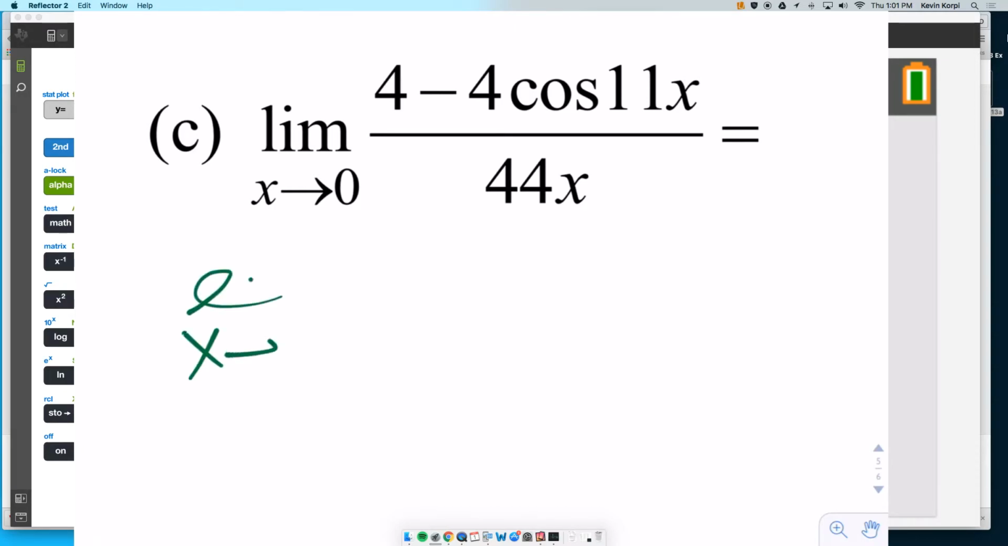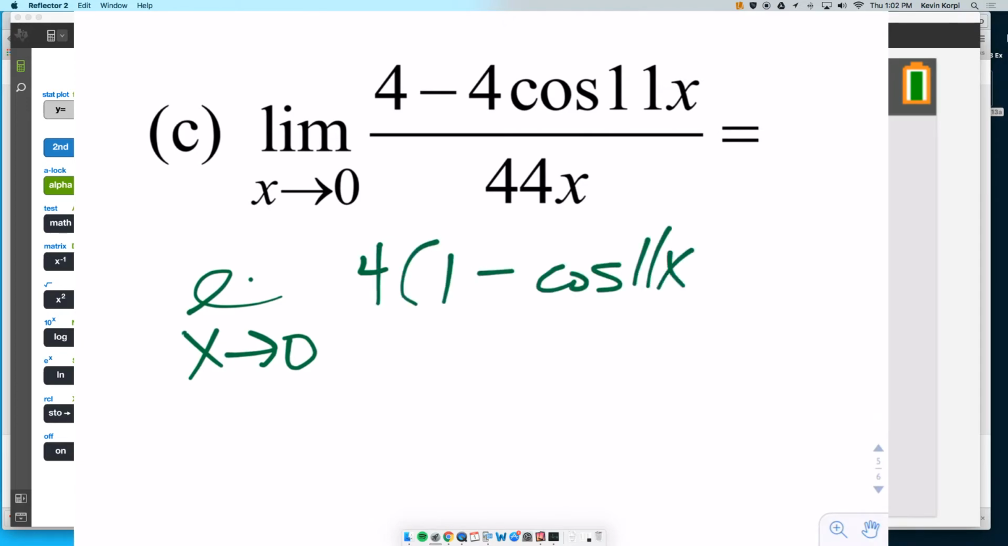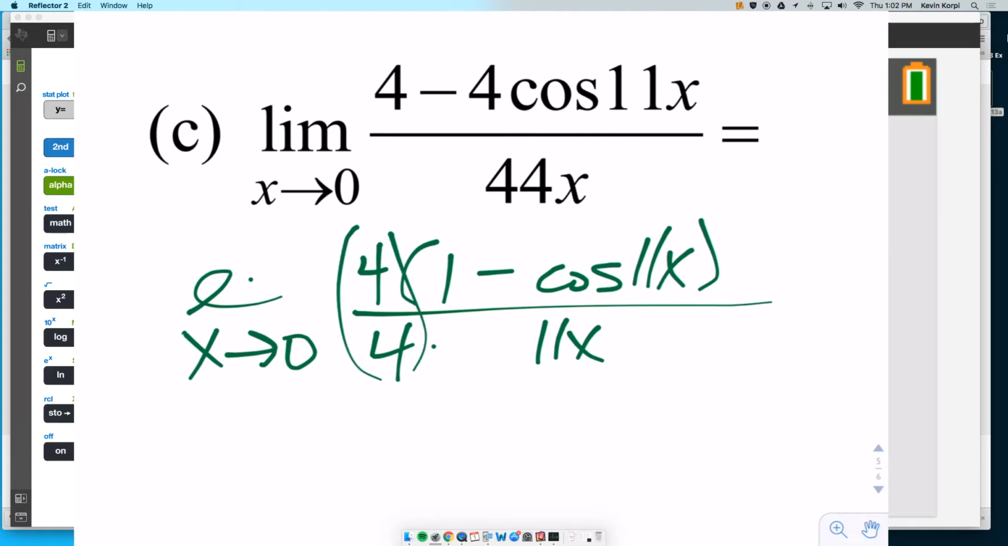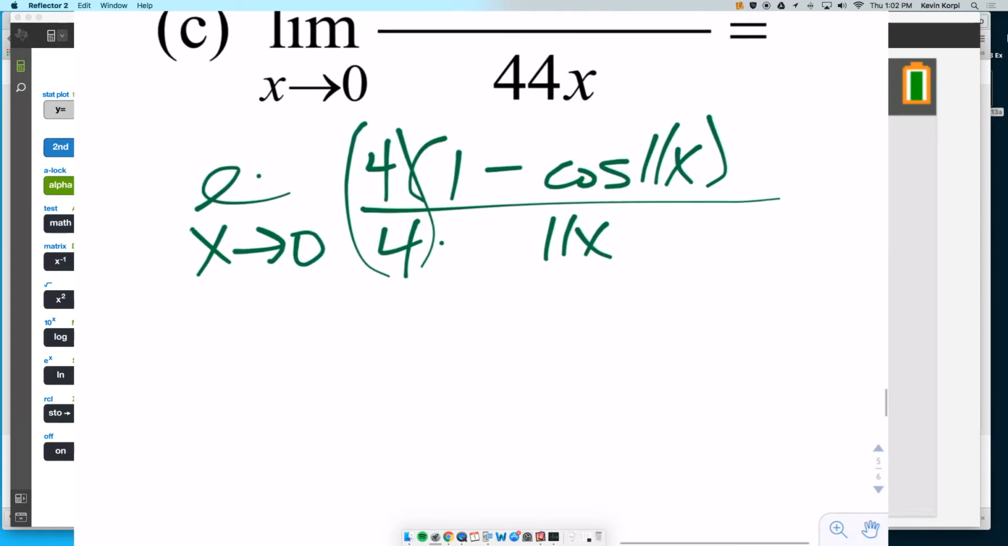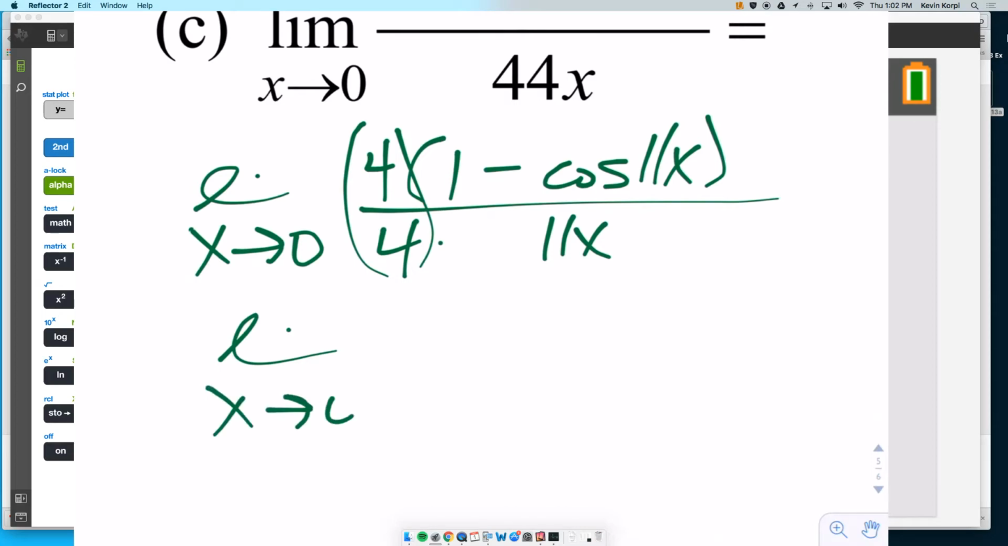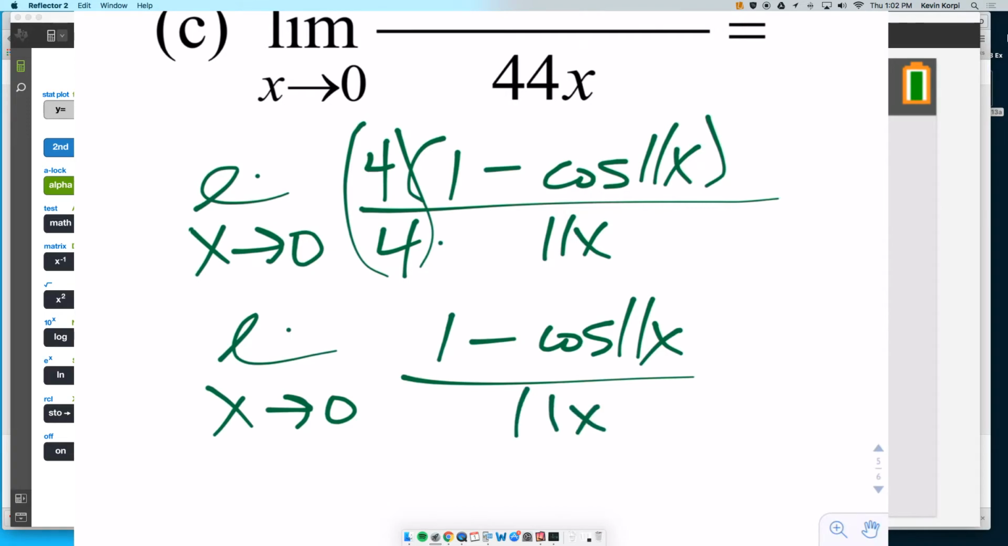You do get 0 over 0. This one's kind of neat. You can factor out a 4 from the top, and you can factor a 4 out of the bottom. Like that. So really, 4 over 4 is 1. So this is really the same thing as this in disguise, and that one's ready to go. That's the other one we memorized.